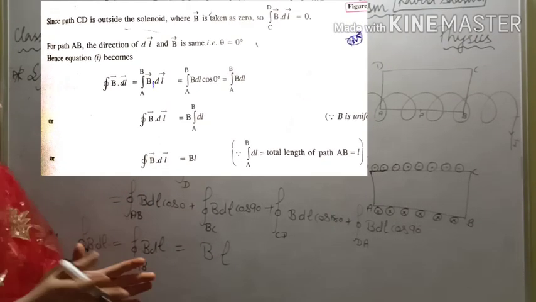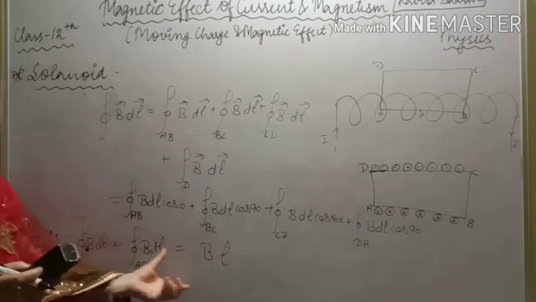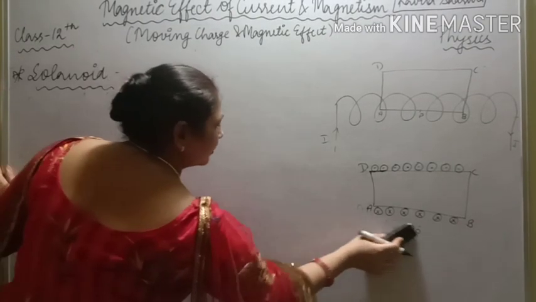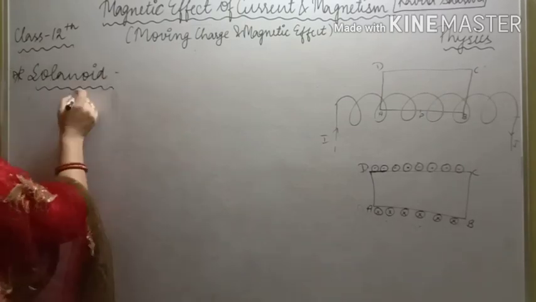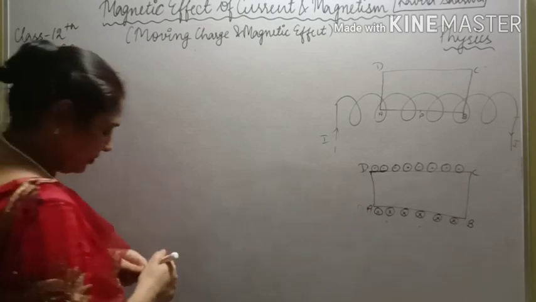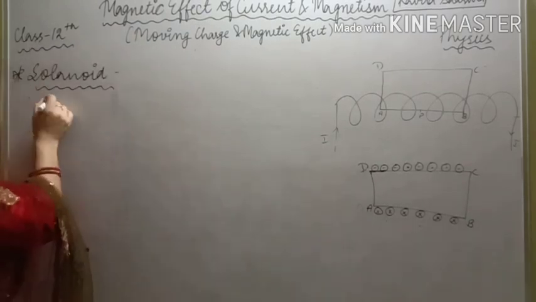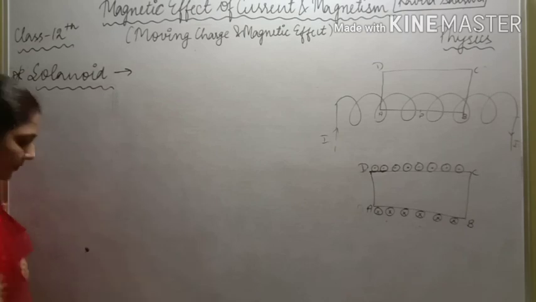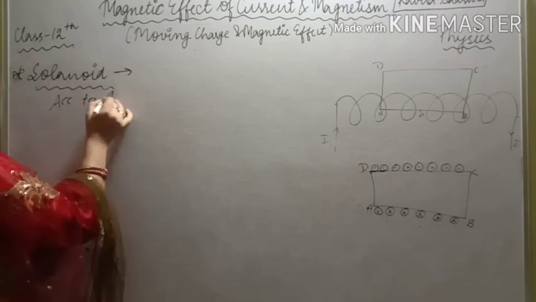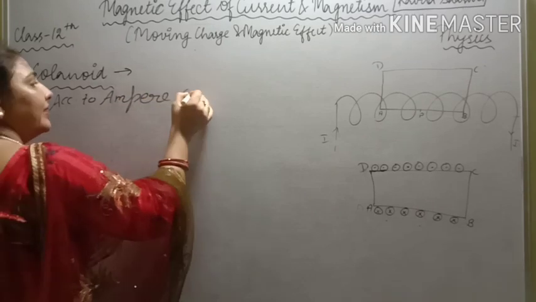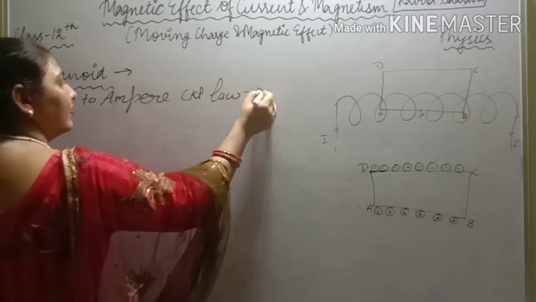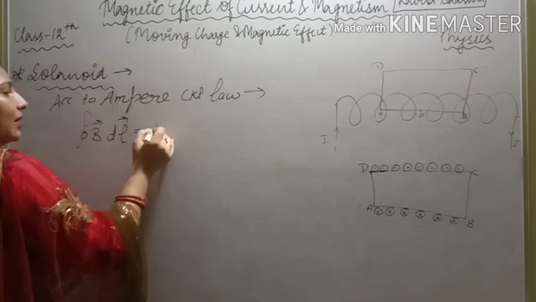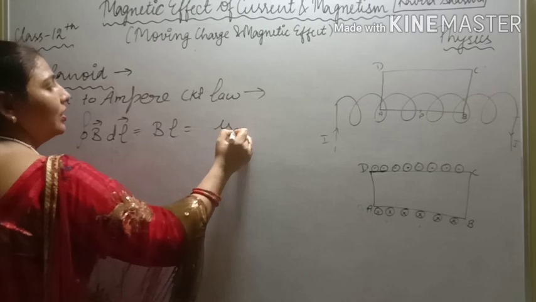Now we apply Ampere's circuital law. According to Ampere's circuital law, this value will be equal to mu naught I. So according to Ampere's circuital law, the line integral of B dot dl will be equal to BL equal to mu naught I.